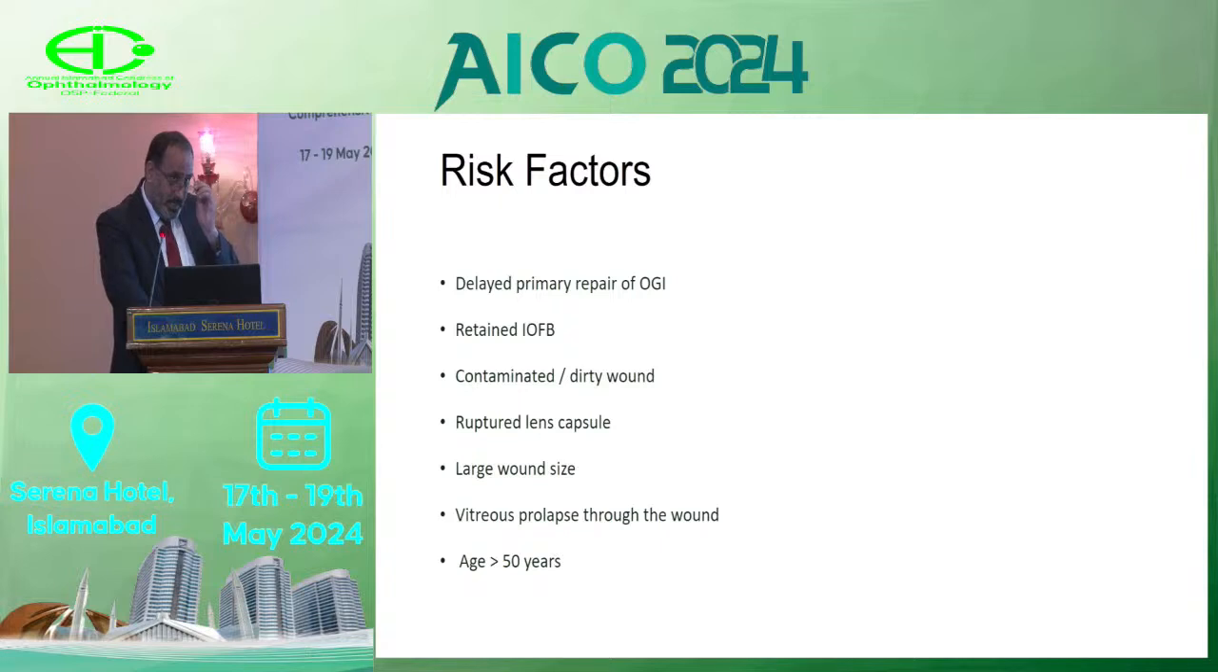The risk factors after open globe injury for getting traumatic endophthalmitis include delayed primary repair of open globe injury. So the more you delay it, the more is the chance in case of open globe that this eye will become a case of endophthalmitis. Other risk factors are retained intraocular foreign body, contaminated and dirty wound, ruptured lens capsule, large wound size, vitreous prolapse, and old age. These are the risk factors for traumatic endophthalmitis.